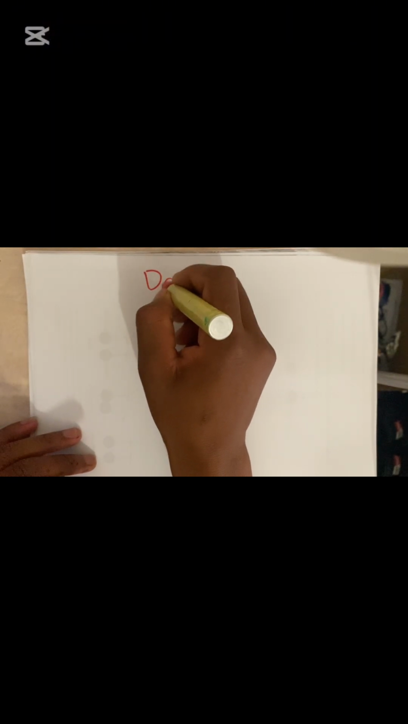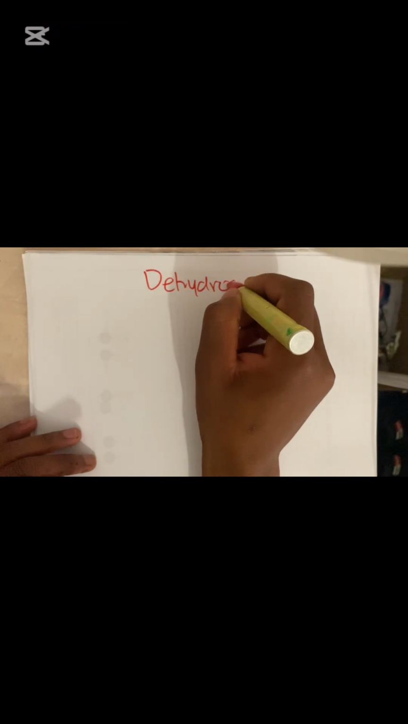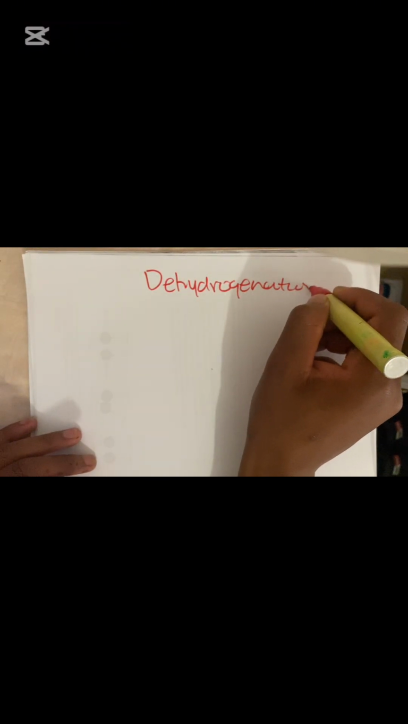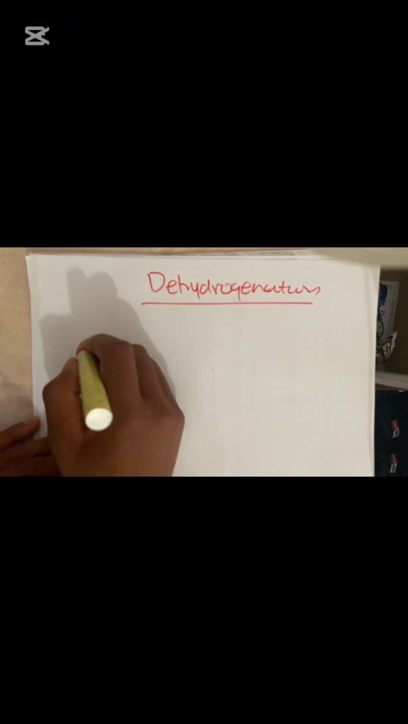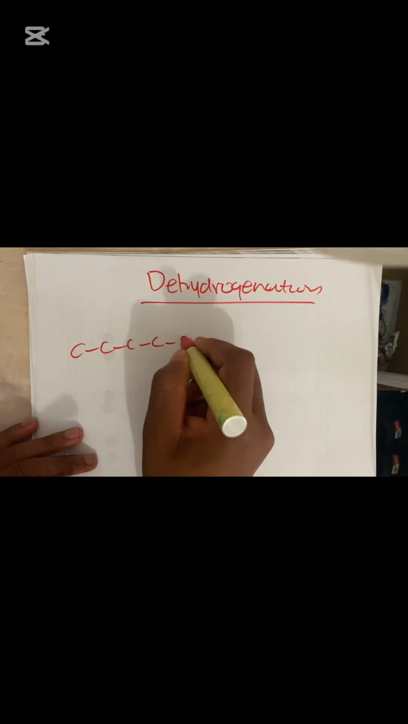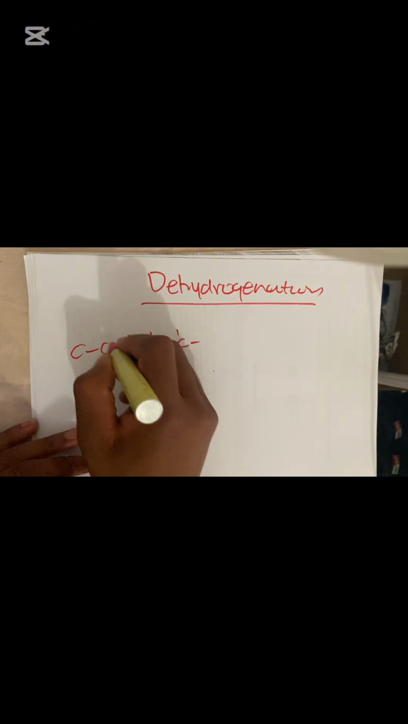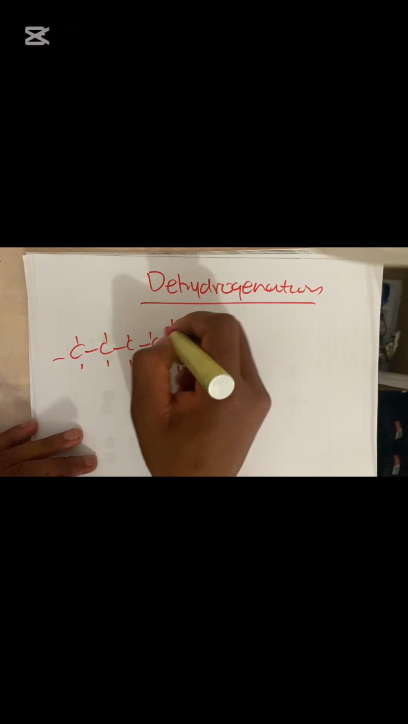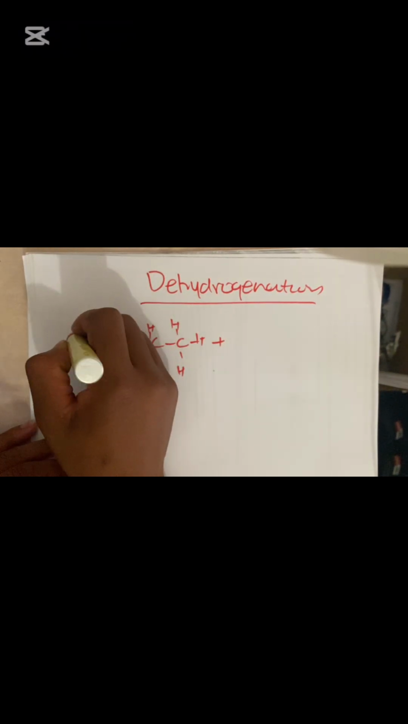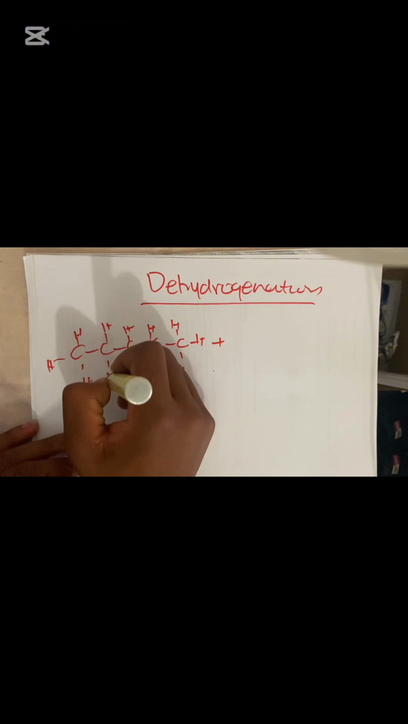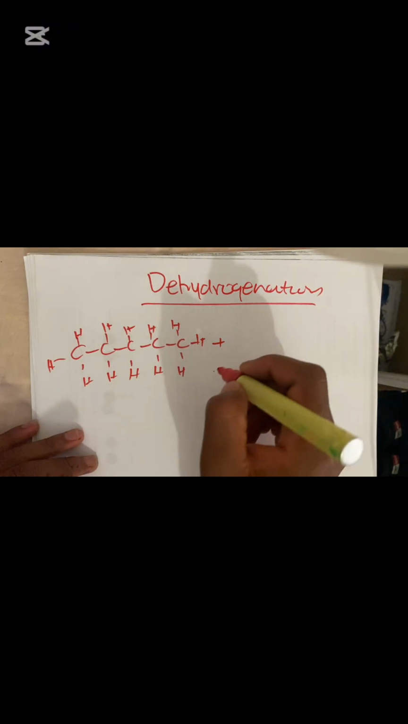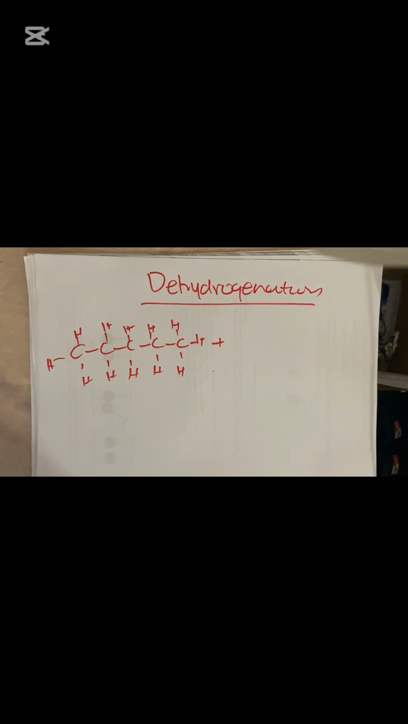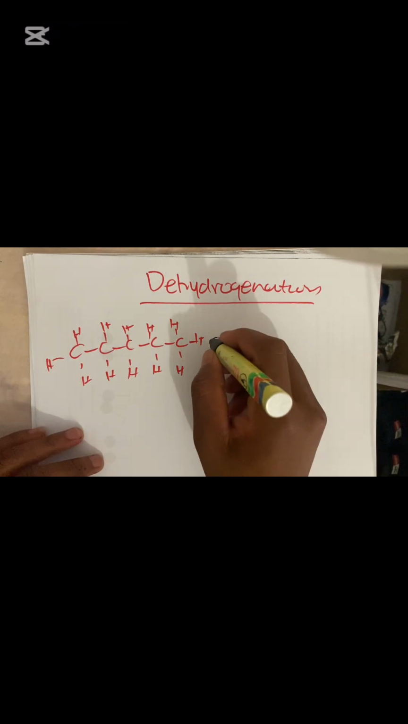In dehydrogenation, what's happening? We have single bonds, 1, 2, 3. And then we are going to have hydrogens here. The first one, they explain here dehydrogenation. Just don't take it into consideration. And then this one will form.